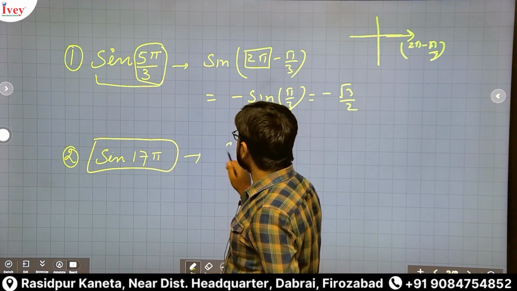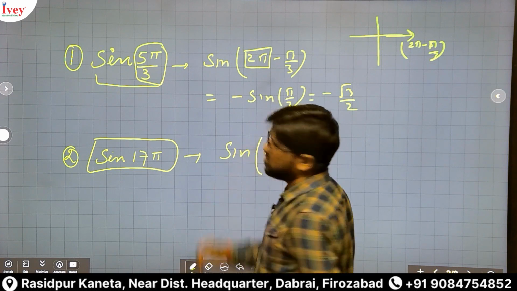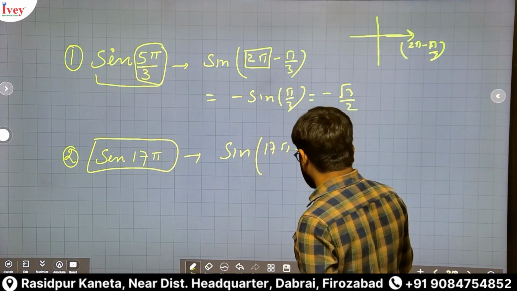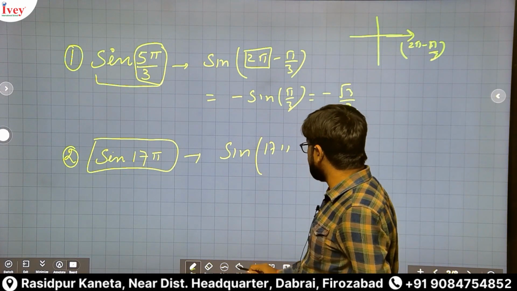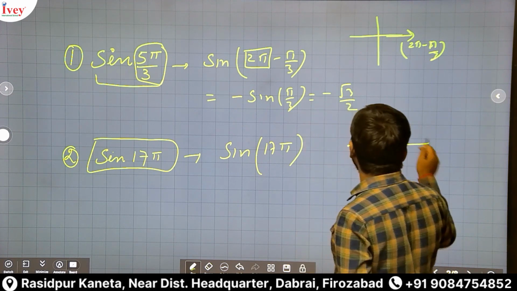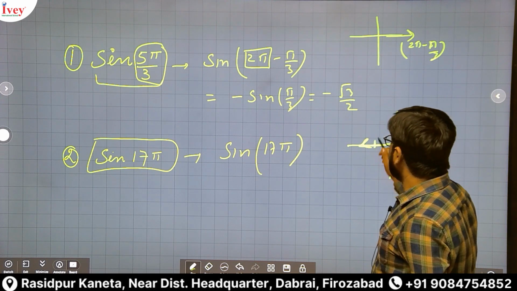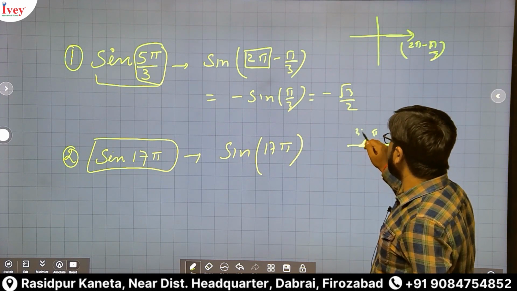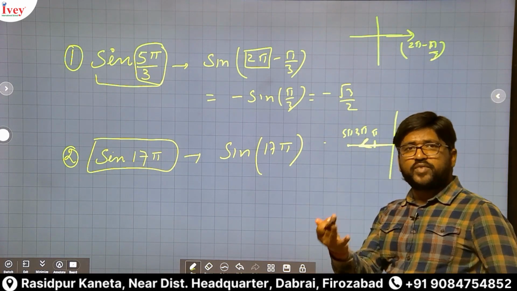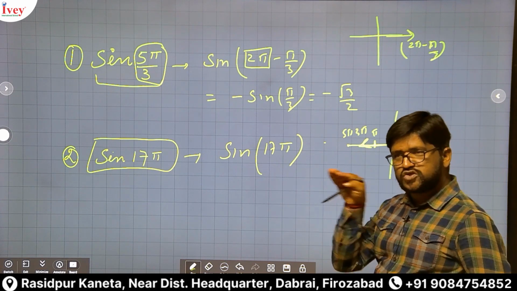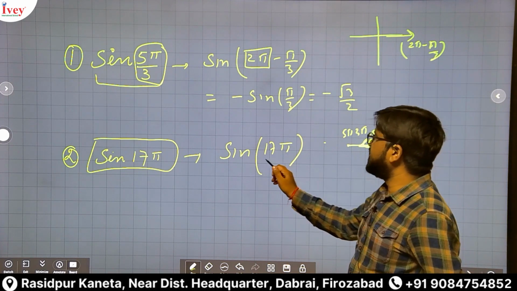So you can write here sine 17 pi plus 0 or minus 0, or don't write anything, right? This itself is an angle which is associated with the negative direction of the x-axis. Can you see it? Here it was pi, 3 pi, 5 pi, 7 pi. All odd pi will be on the angle associated with the negative direction of the x-axis. So it is 17 pi.